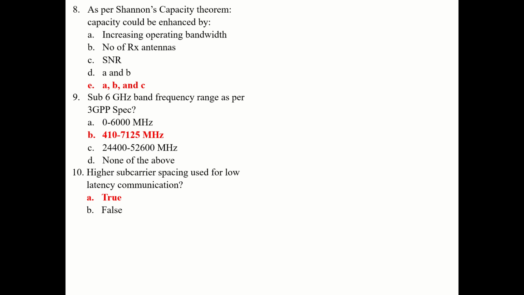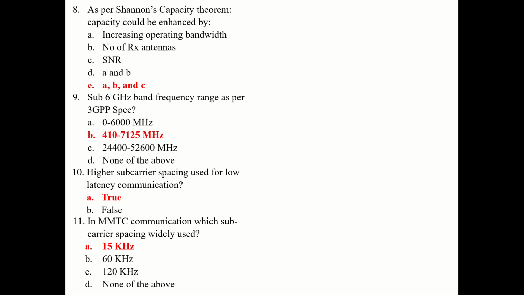Higher subcarrier spacings are used for low latency communication. Of course, it's true. Why? Because when you use higher subcarrier spacing, your slot time will be very short, not even microseconds. For example, if you are using 240 kilohertz, then I think 32.5 microseconds will be there. So that's why we go for higher subcarrier spacing for low latency communication.